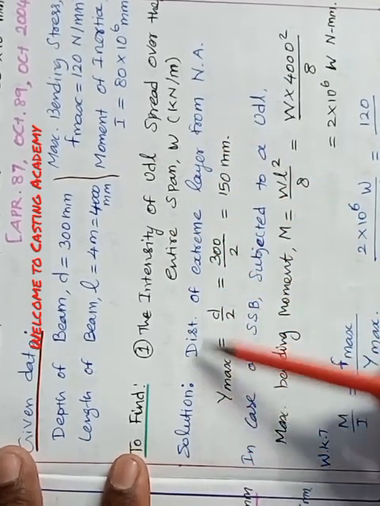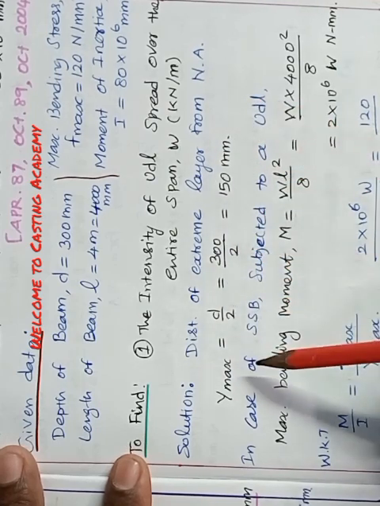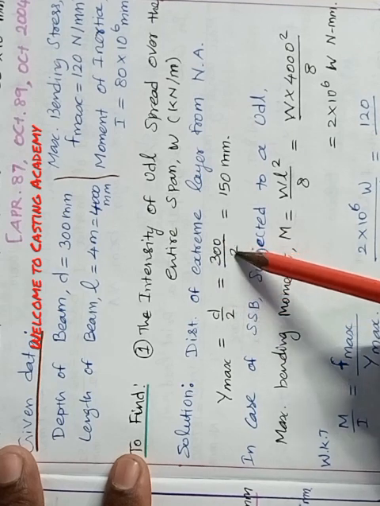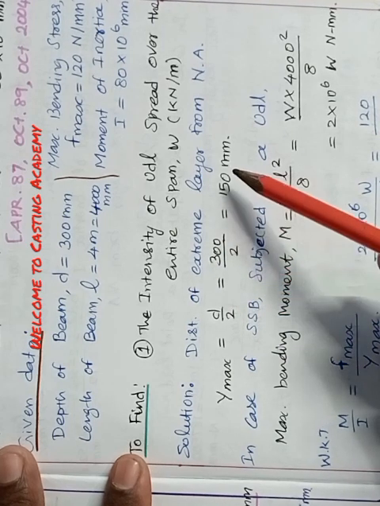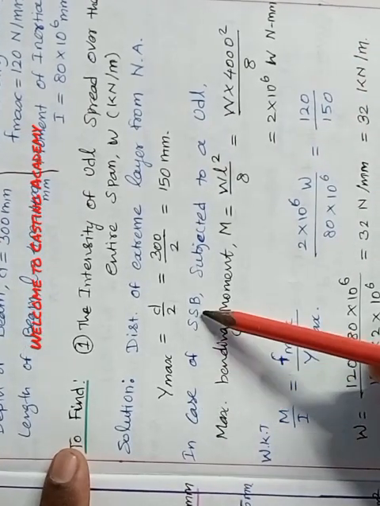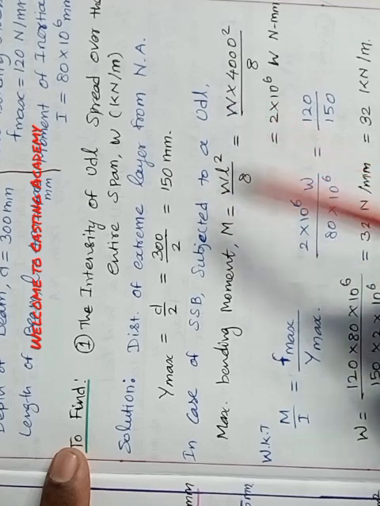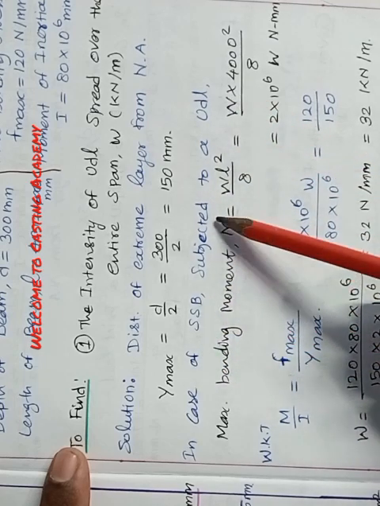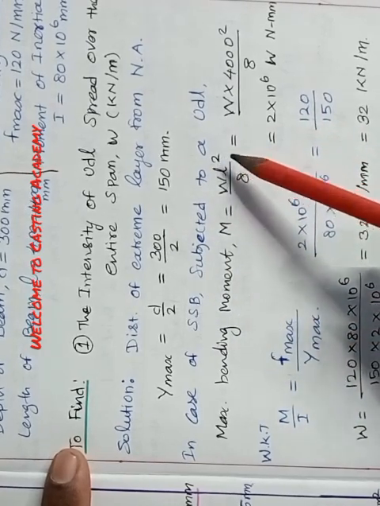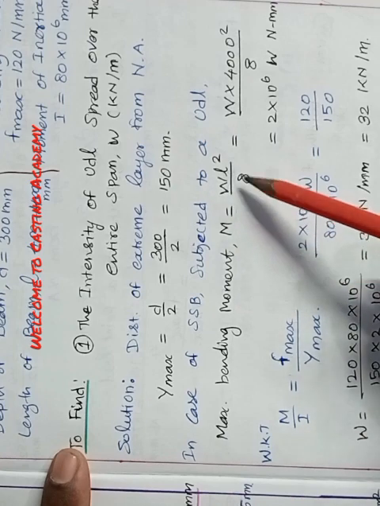The solution is distance of extreme layer from the neutral axis, that is y max equal to d by 2. The depth equal to 300 mm divided by 2 equal to 150 mm. In case of simply supported beam subjected to a UDL, maximum bending moment M equal to WL square divided by 8.